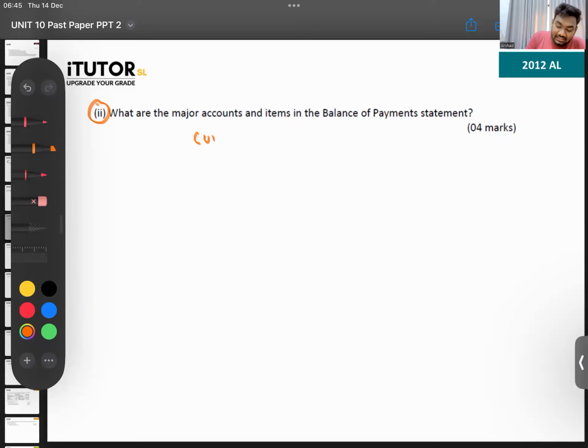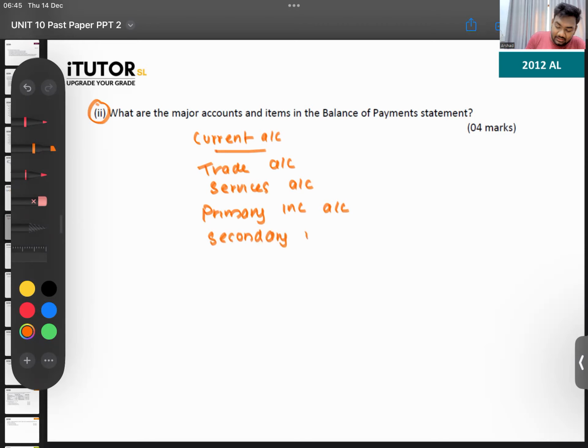We have the current account. Inside the current account, what do we have? We have the trade account. We have our services account. And then there is the primary income account. Okay, there is the primary income account. And also we have the secondary income.